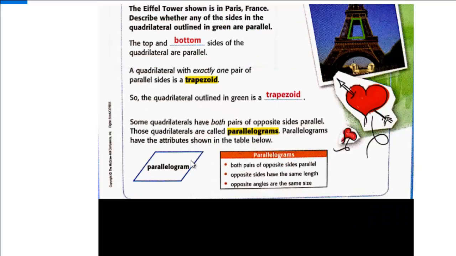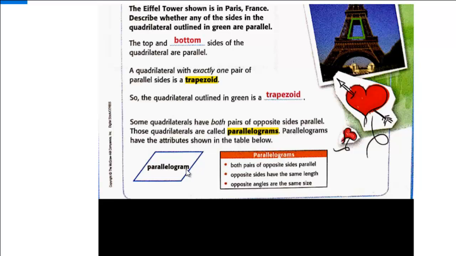And here, let's take the second type of quadrilaterals. Some quadrilaterals have both pairs of opposite sides parallel. These quadrilaterals are called parallelograms. This is called a parallelogram. These are its attributes: both pairs of opposite sides are parallel. These two sides are parallel, and these two sides are parallel. This side is parallel to this side, and these two sides are parallel to each other, as this side is parallel to this side.